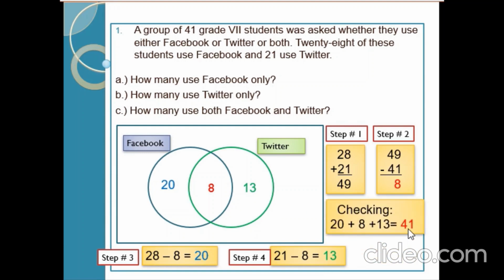So, since its total is 41, then in region 4, there is no need to fill in region 4 because the total is already 41. So, our Venn diagram is complete.